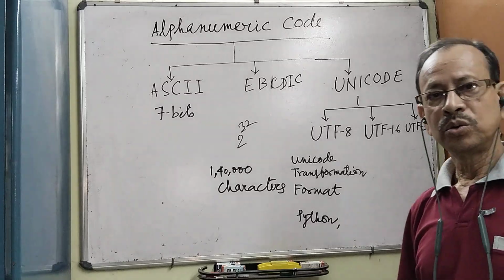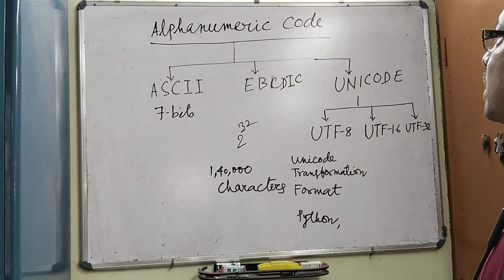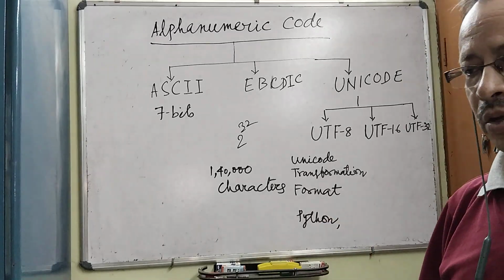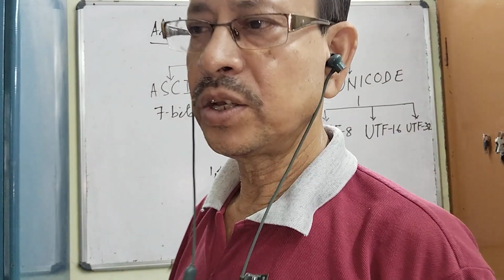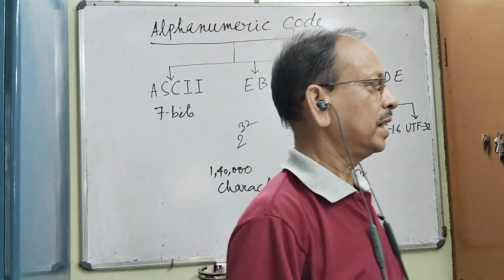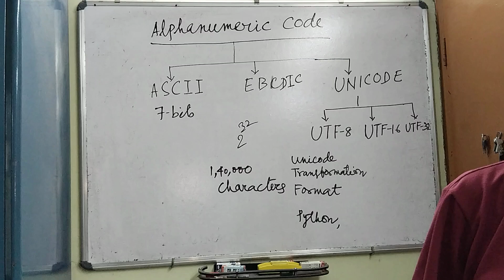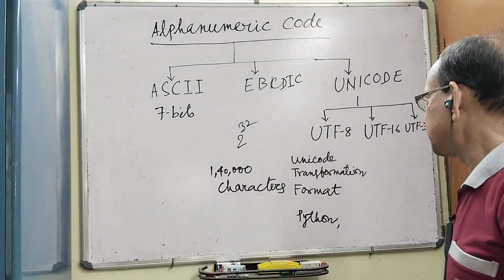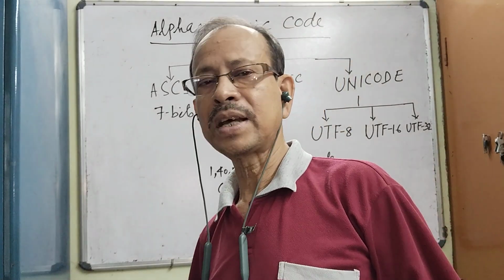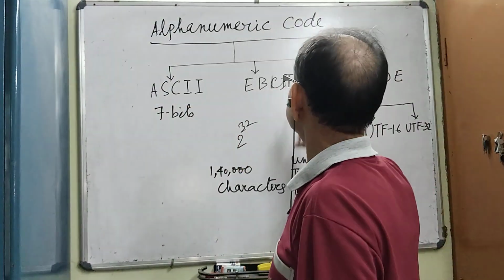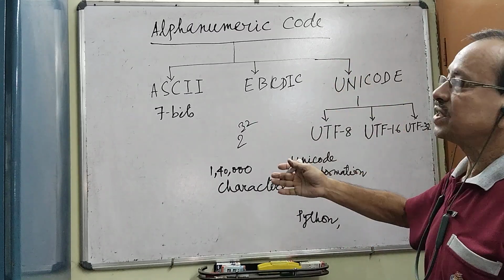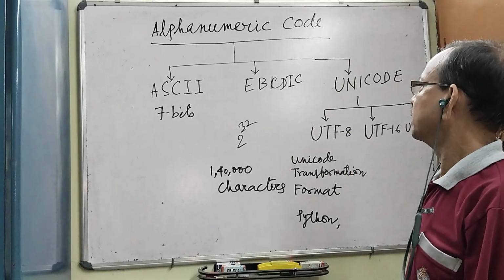So today we discuss the alphanumeric code. With help of alphanumeric code, we can represent all alphabets, that is the letters, all numbers, that is the digits, and special symbols and some punctuator can be represented by alphanumeric code. Alphabets and numeric, that is the number.